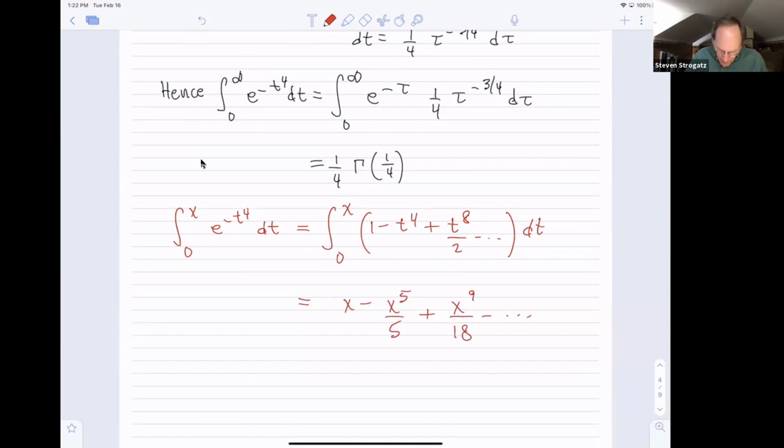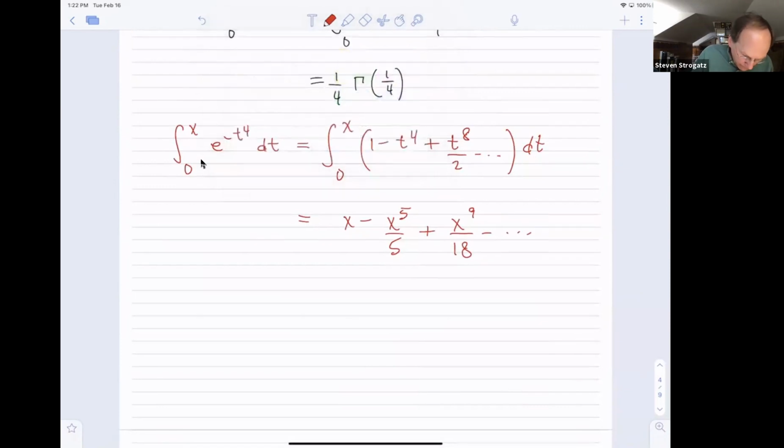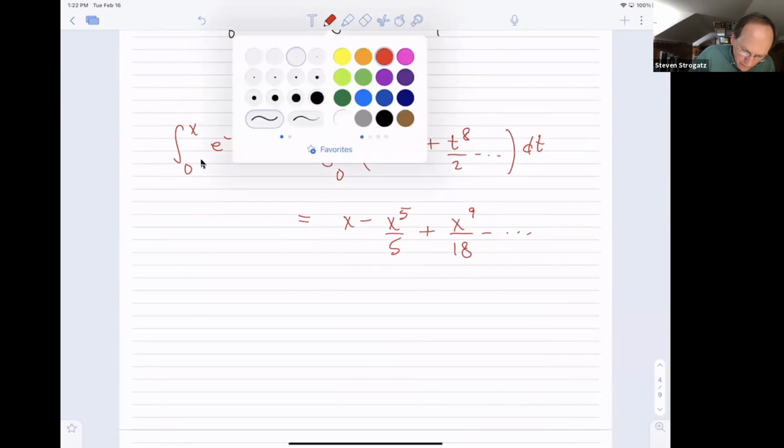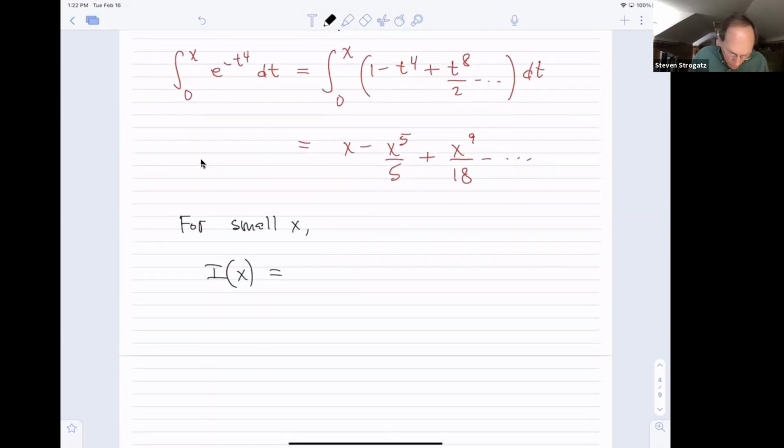Okay, so now we're almost done. We can then say that for small x, back to black, we're getting that I of x is 1/4 gamma 1/4 minus the thing I just calculated, x minus x to the 5th over 5 plus x to the 9th over 18, etc. And actually, if you're paying close attention, you might be thinking, why am I saying for small x?